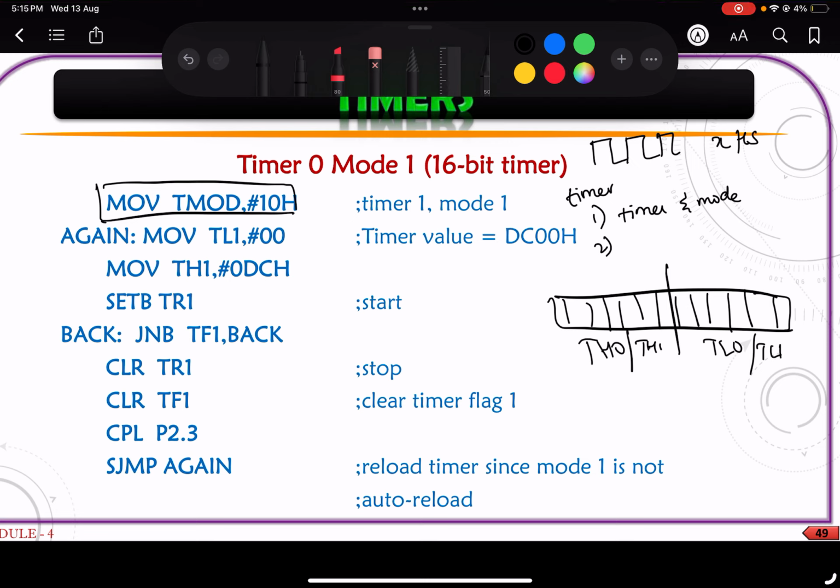How do you load the values? You have to do the calculation first. So in your paper, you're going to first do the calculation and then the code. And in your code, first things first, you define the timer and the mode. Then you load up the calculated values into TL and TH respectively. Now that you've loaded up the values, you are ready to start counting upwards. So that's when you do setb.